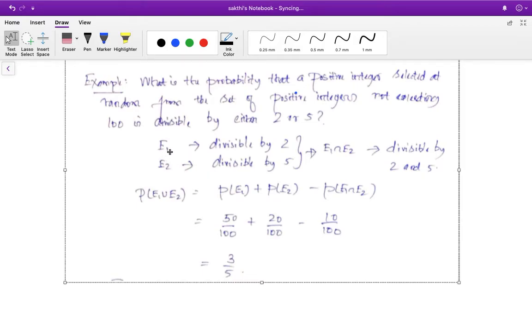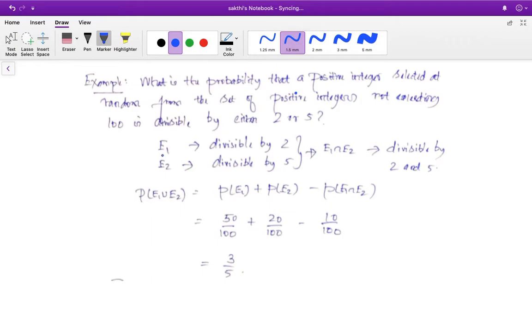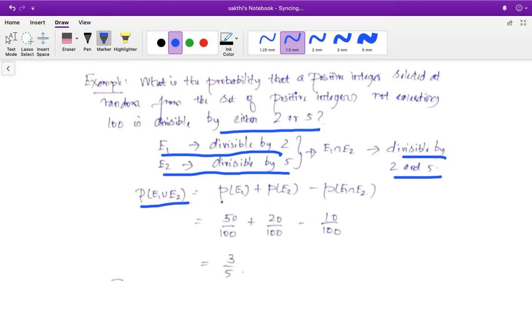So E1 is one event which is divisible by 2, and E2 is another event divisible by 5. So E1 intersection E2 means it is divisible by both 2 and 5. So what we are asked is either 2 or 5. So what we need to find is P of E1 union E2, and that is nothing but, according to the previous theorem 2, P of E1 plus P of E2 minus P of E1 intersection E2. And P of E1 is the numbers from 1 to 100 which are divisible by 2, and there are 50 such numbers, divided by the sample space, that is 100.